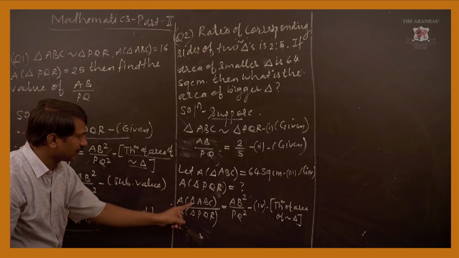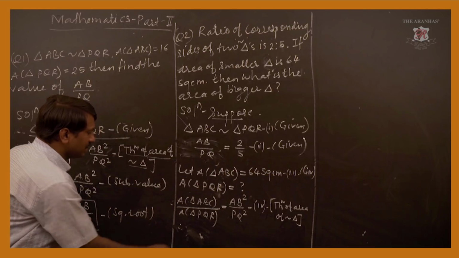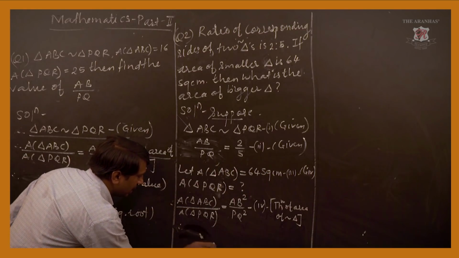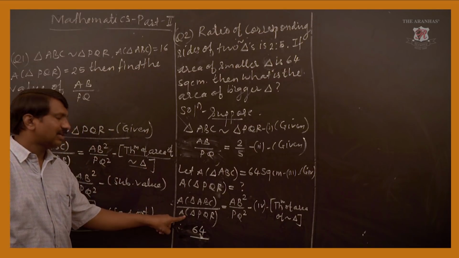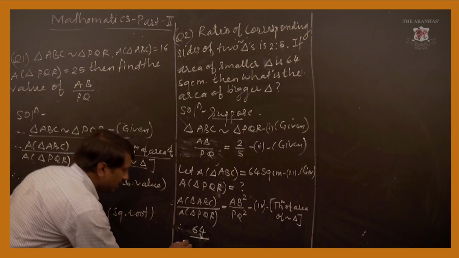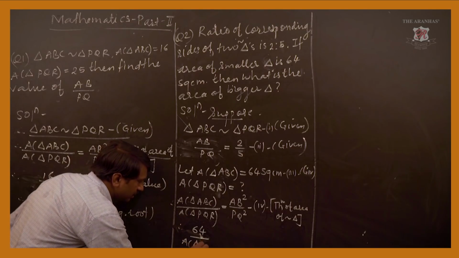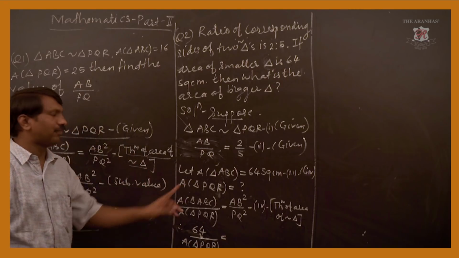So where is the area of triangle ABC? It is given as 64, so immediately we will substitute its value, 64 upon. Second, the denominator is the area of triangle PQR, the bigger triangle, which we have to find. So here the area of triangle PQR is equal to, that we have to find.